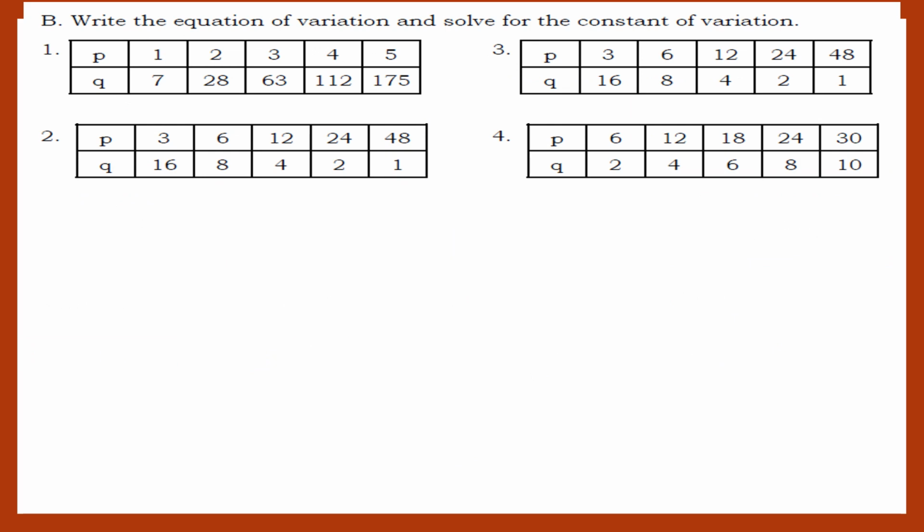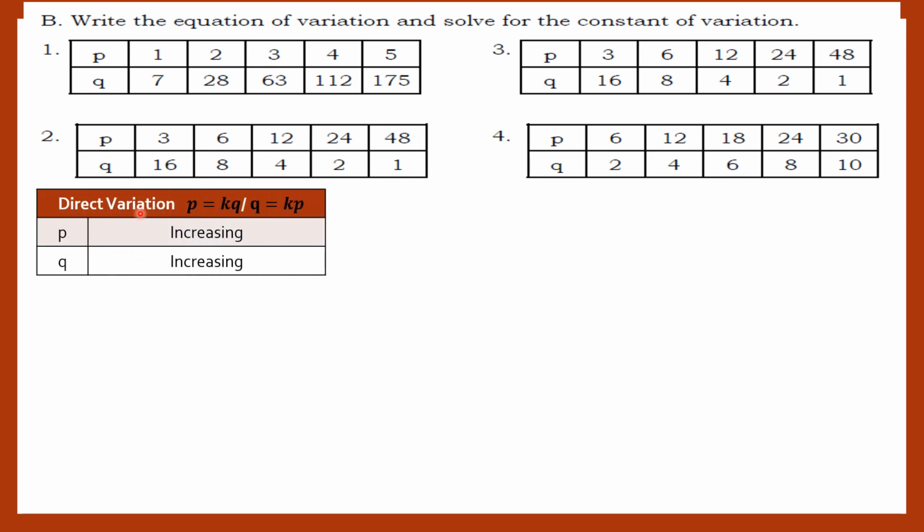Next activity that you have to accomplish is learning task 3B, wherein you are going to write the equation of variation and solve for the constant of variation. In dealing with this activity, let's have a quick recap on your table of values and your variations. First of all, if we are going to have direct variation, you should have your P values increasing and your Q values also increasing. In this way, your equation can be P is equal to KQ or Q is equal to KP.